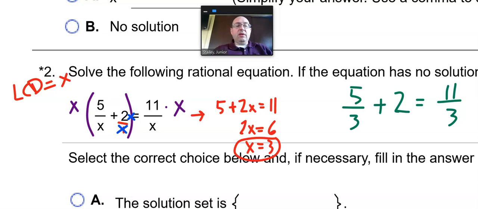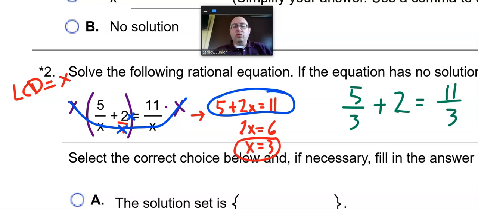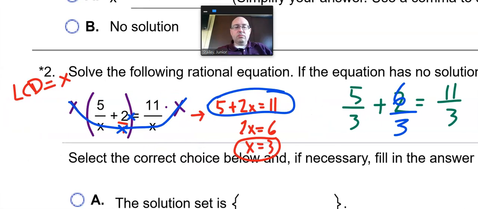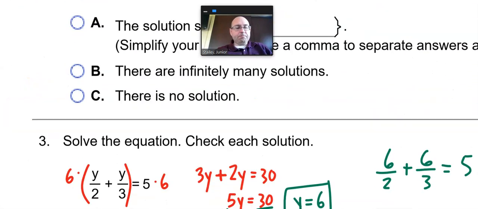But then when you multiply by x, beautiful things happen, right? Because all the denominators are gone, kind of like the last question. So that leaves me with 5 plus 2x equals 11. And then you can subtract the 5, divide by 2, and you're done. You get a 3. And just for kicks and giggles, plug it back in, and you'll see that you end up with the same thing, right? Because 2 is really the same thing as 6 over 3. And so now you can see that we have 11 thirds. So, checks out, 3 is the answer.